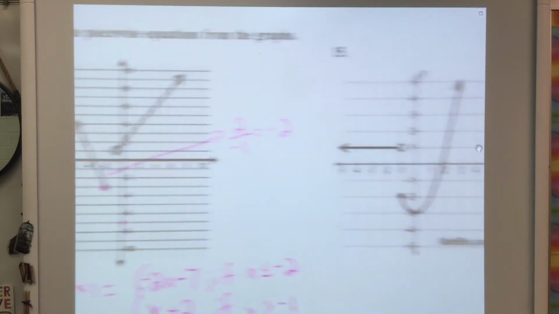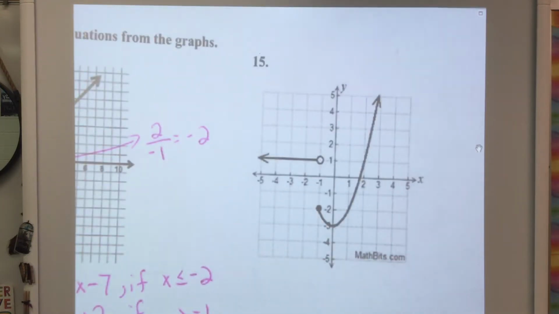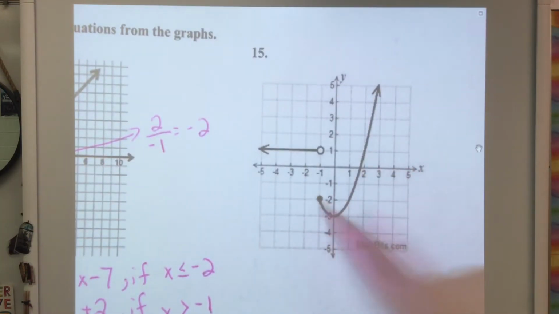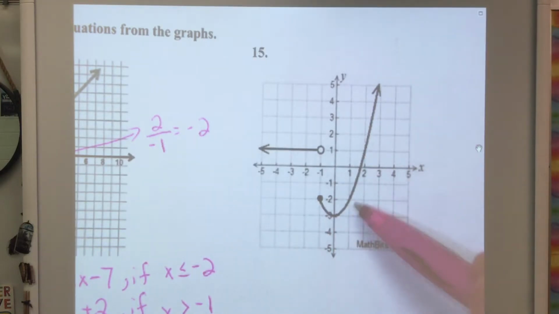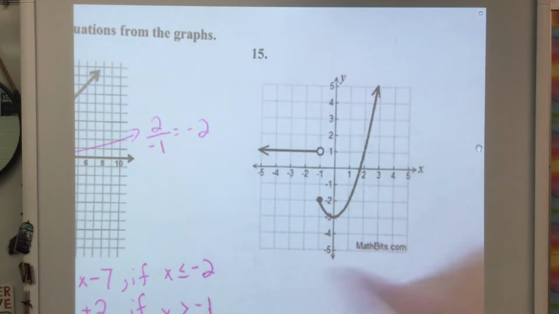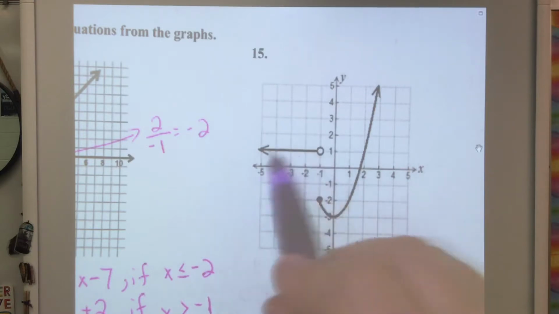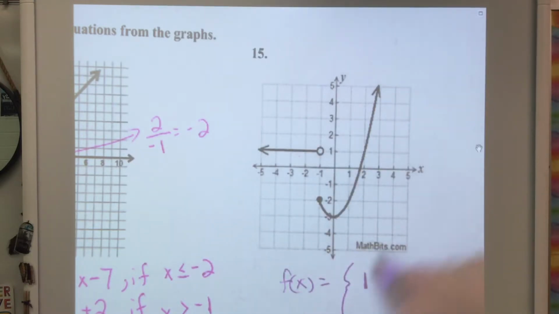Number 15 is a little more difficult because of the parabola, but this is a good little review of equations for parabola. We'd still have our piecewise function. Here, I'll do it in a different color. Let's do purple. F of x equals, and this first one, it just equals 1 because there's no slope.